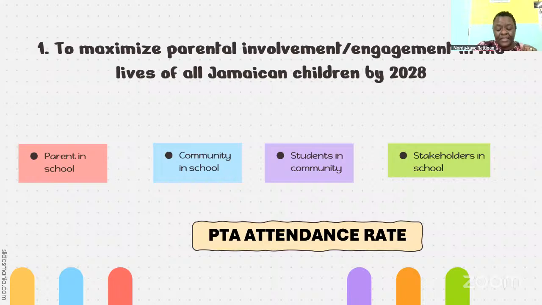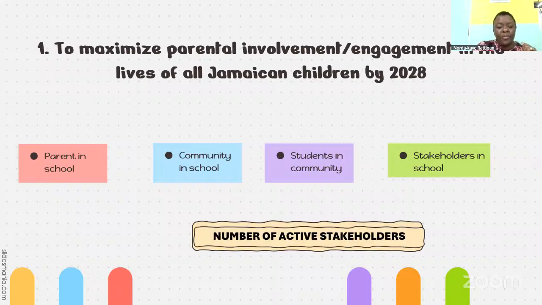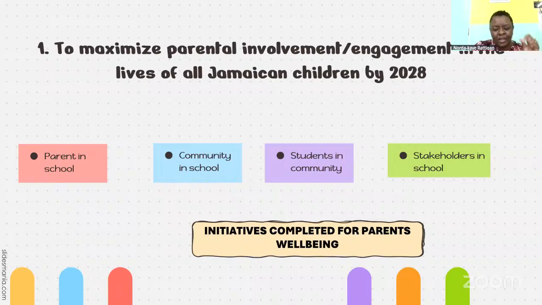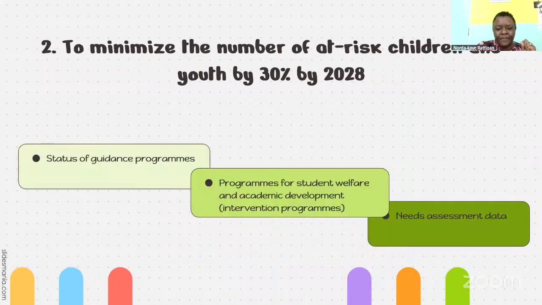Your PTA attendance rate is some of the baseline data that you can pull on. The number of active stakeholders, the number of programs, parents and members of committees, initiatives completed by parents and for parents' well-being. These are some of the baseline data you plug into your tactical plan. So this is what you'll pull from your SSE to put into your tactical plan.